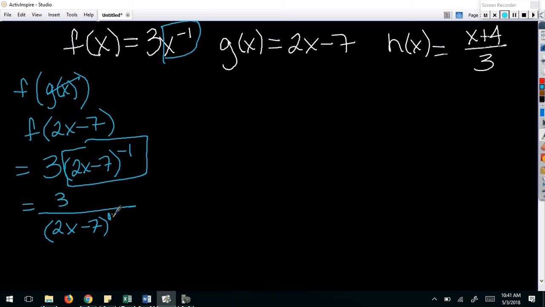I put a 1 to hold the place when there wasn't anything there. How about you put a 1 if there's nothing there. If it was just x to the negative 1, yes, you would do a 1.